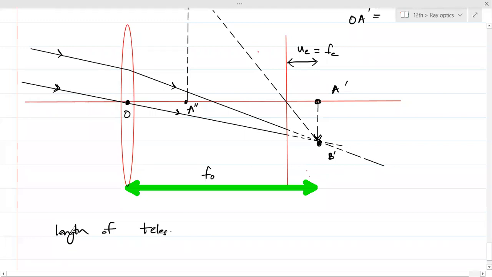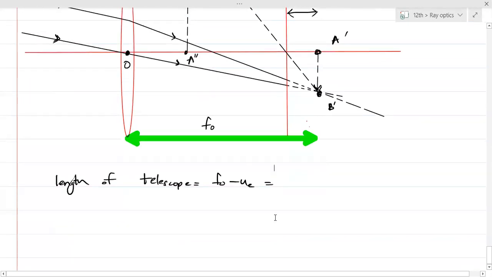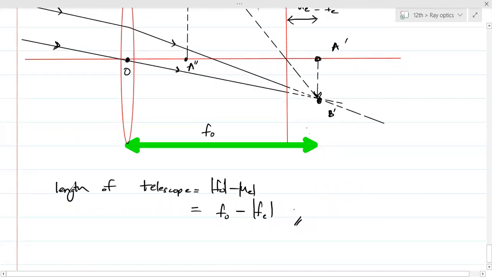Length of the telescope will be equal to F naught minus UE, I mean, mod, everything is mod, okay? Which is equal to mod of F naught minus mod of UE, which is F naught the positive होगा, minus mod of FE. आया समझ में यहाँ तक? From the ray diagram, that should be clear to you.